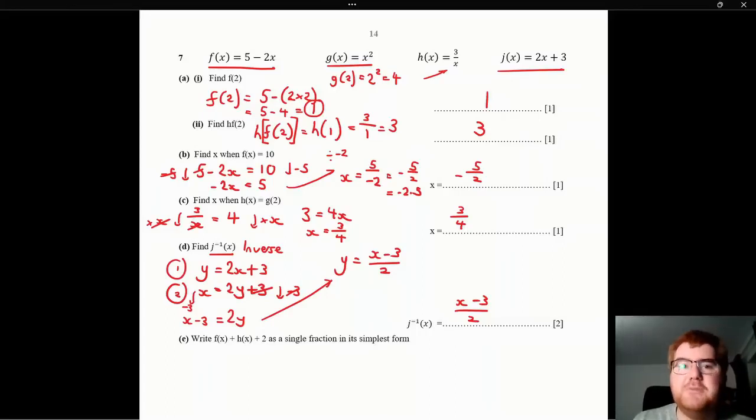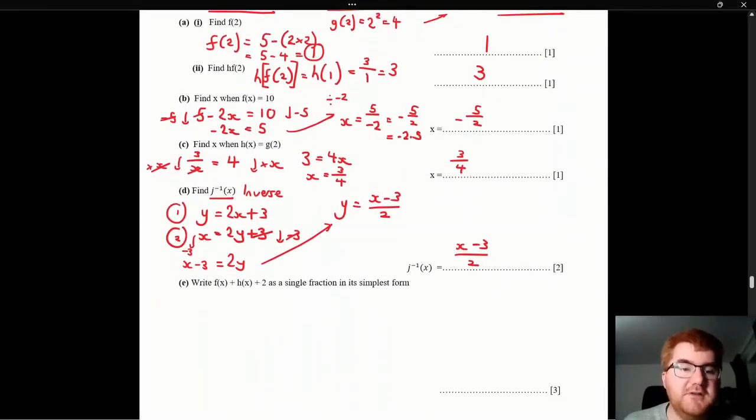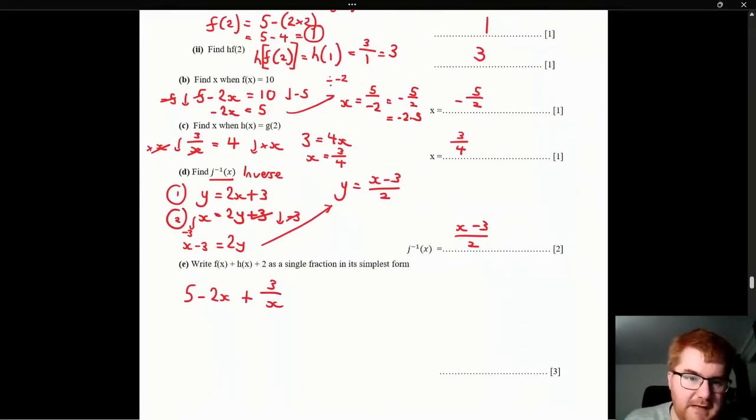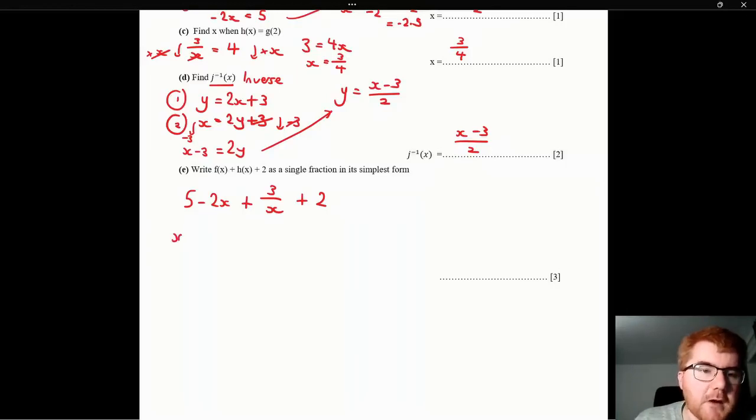Now, a little bit of algebraic fractions here. We need to write f of x plus h of x plus 2 as a single fraction in its simplest form. So f of x is equal to 5 minus 2x, h of x is 3 over x, and then we have a 2. The key strategy here is to get the denominator the same for everything. So what I'm going to do here is multiply top and bottom here by x, kind of unsimplifying the fraction. 3 over x I'm going to leave alone.